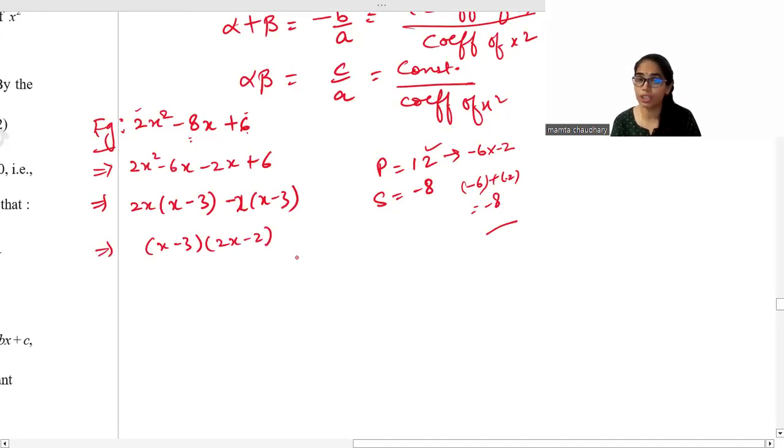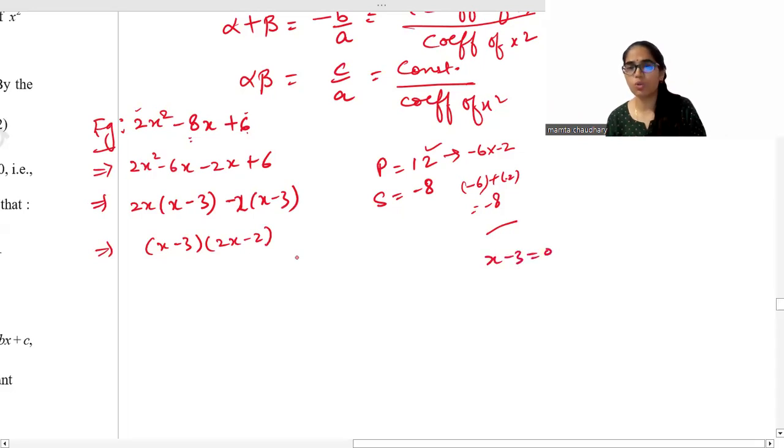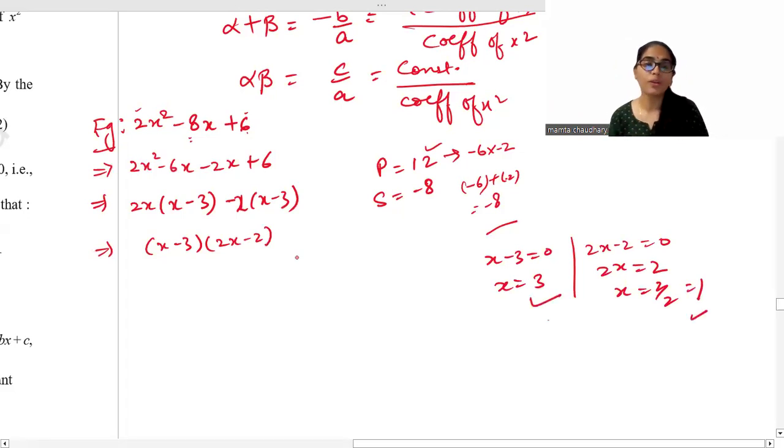So what will be the zeros? For zeros, equate the factors to zero separately. If x minus 3 equals 0, we can write x equals 3. And if 2x minus 2 equals 0, then 2x equals 2, which means x equals 2 by 2, which is 1. So x equals 3 and x equals 1. There are two zeros. So the zeros are x equals 1 and 3.